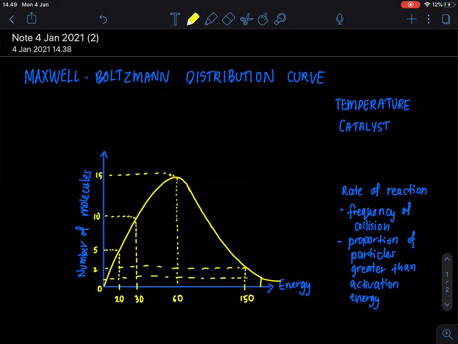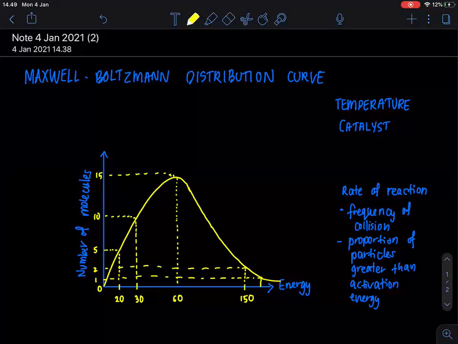This graph tells us that the particles have a certain mean energy, and the most probable energy is represented somewhere not in the middle, but nearer to the left, over here. And we can tell that when you have more energy, the number of particles is going to be less and less.